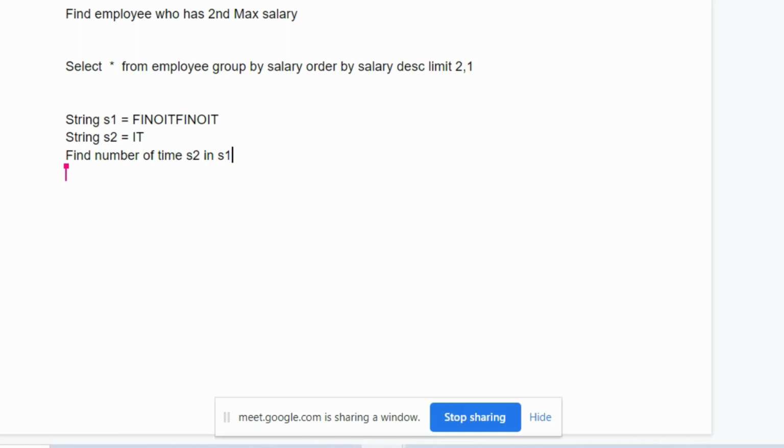Can you tell me what will be the value returned by your method? Okay, just let me, yeah, sure. Also one and two. Two. Okay, so you understand the question, right?